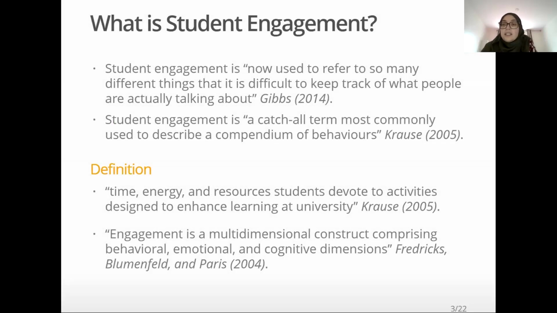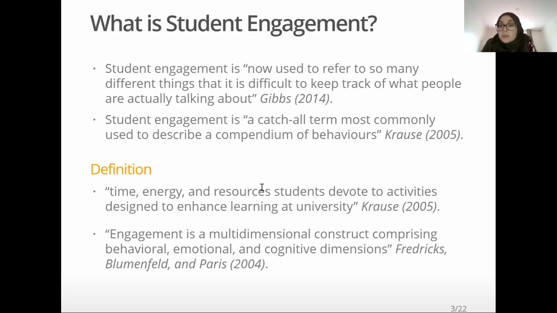Let's begin by defining student engagement. The term is so widely used that it's become hard to pin down. Gibbs aptly described it as being used to refer to so many different things that it's difficult to keep track of. Crowe similarly called it a catch-all term. It describes a variety of behavior, and she comes down to describing it as the time, the energy, and the resources that students devote to learning activities.